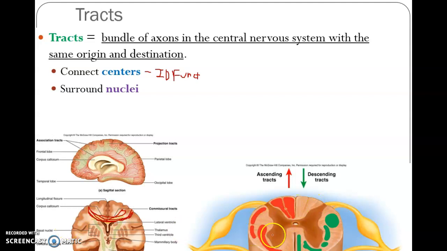Over here, we have a tract right here. Red on red, I'm sure looks perfect. This is called the spinothalamic tract. That is taking all the pain and temperature signals up from the spinal cord to the brain. So pain signals come in here, they go over to the spinothalamic tract, and it tells you you just stepped on a rusty nail.